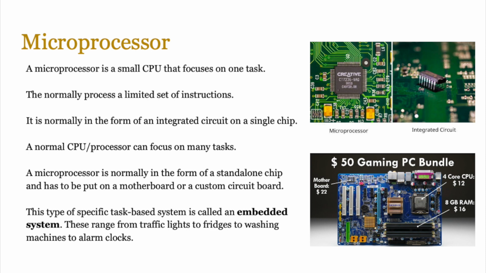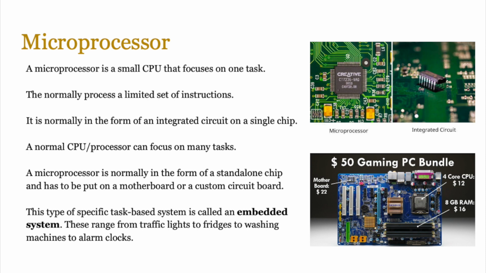So what's the difference between a microprocessor and a processor? Well, a microprocessor, as the name suggests, is a small CPU that focuses on one task alone. A CPU could do multiple tasks. It could run games, it could do word processing, it could do video editing. A microprocessor, though, can only do one thing. So they have a limited set of instructions. Their instruction set, the commands that are available for them to execute, is fairly limited.